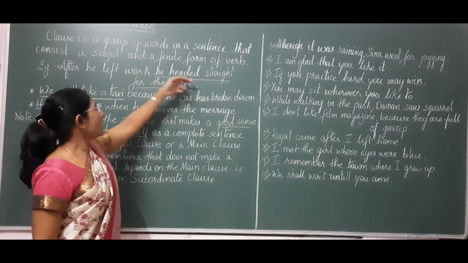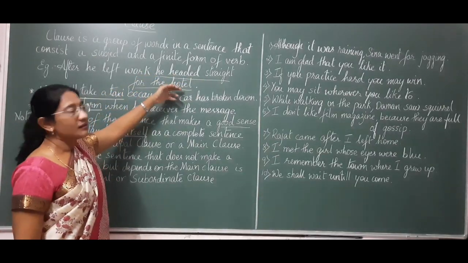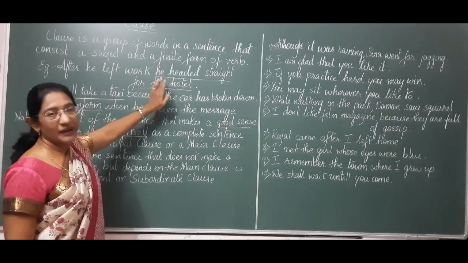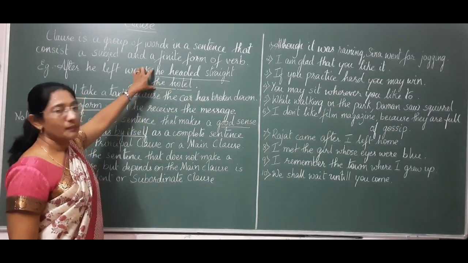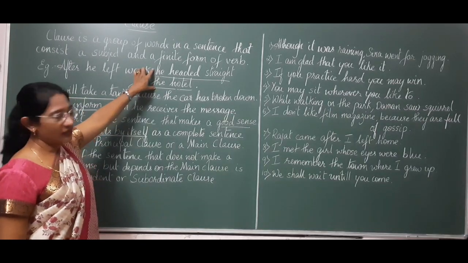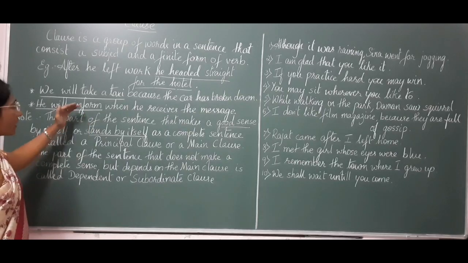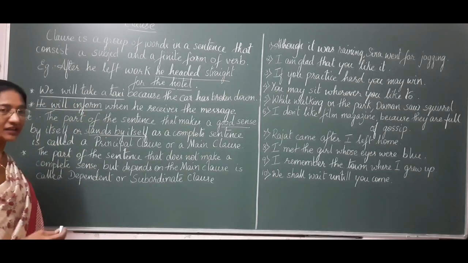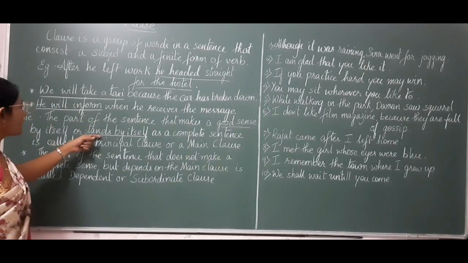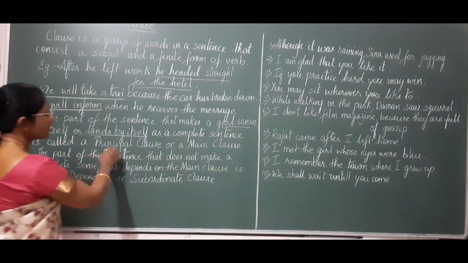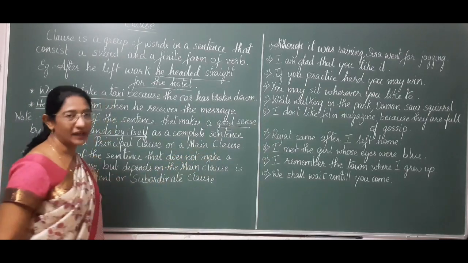He headed straight for the hotel is a complete sentence and it stands by itself. So, it becomes a principal clause or a main clause. He will inform is a part of a sentence which gives complete sense and it stands by itself. So, this part of the sentence becomes a principal clause or the main clause.